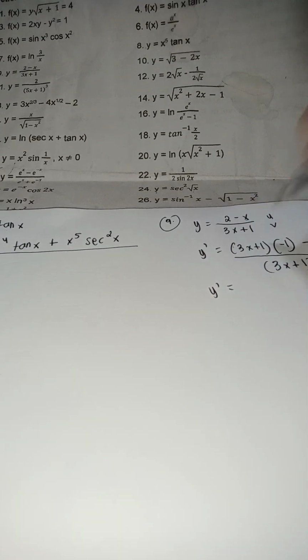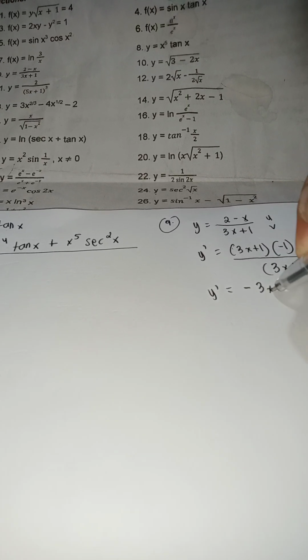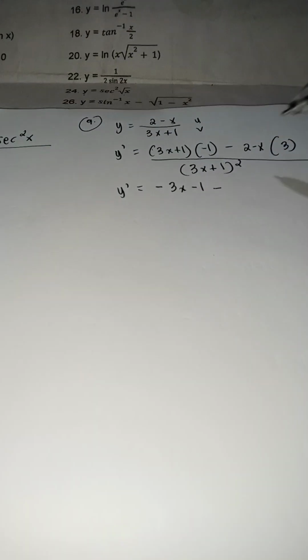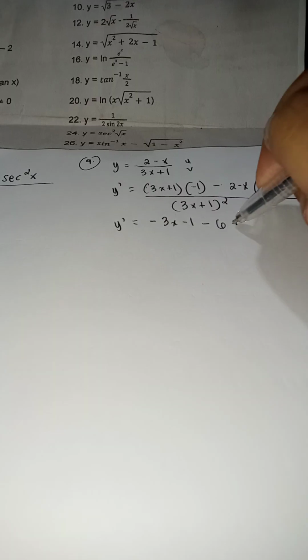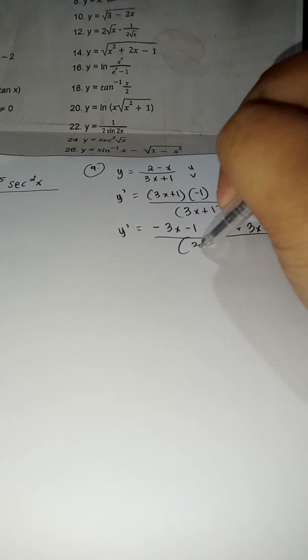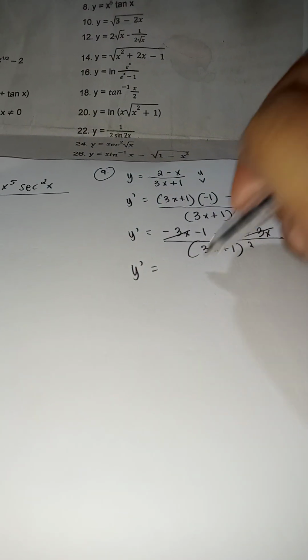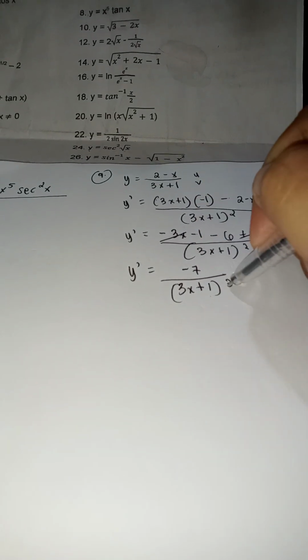So y prime is equal to, distribute 3x plus 1 times negative 1, which is negative 3x minus 1. Negative 2 times 3 is negative 6, minus negative x times 3, plus 3x, over 3x plus 1 squared. So y prime is equal to, cancelled out, negative 1 minus 6 equals negative 7 over 3x plus 1 squared. So this is our final answer. Number 10.